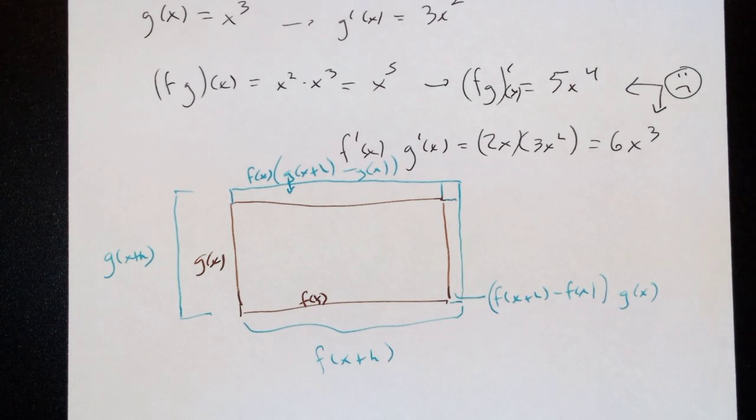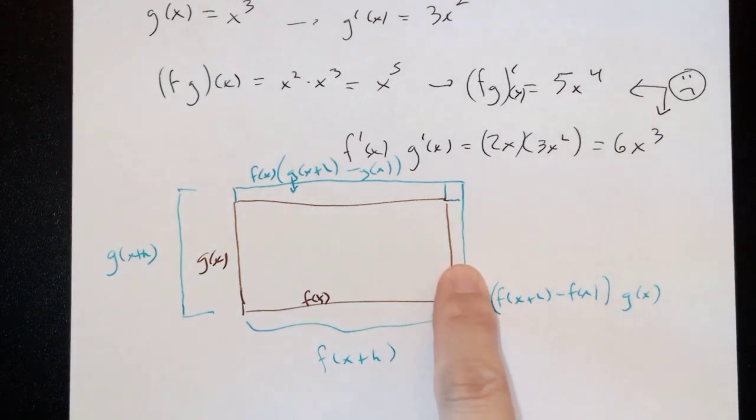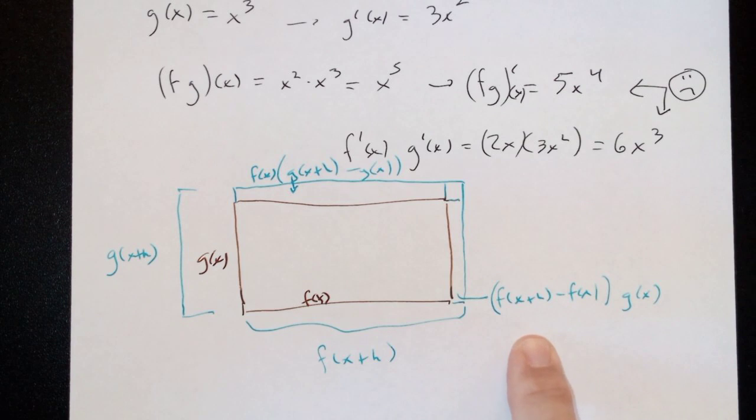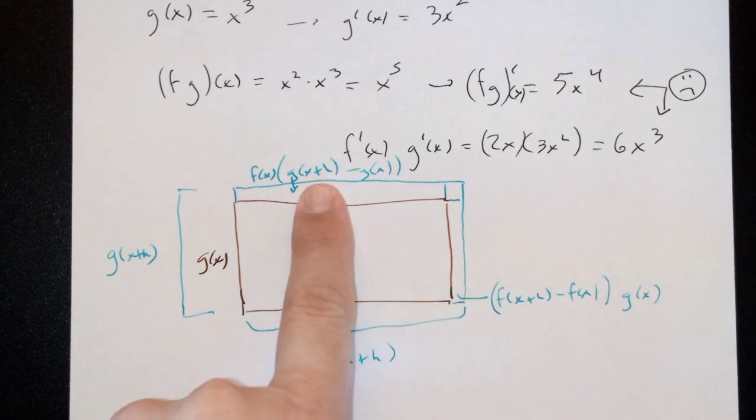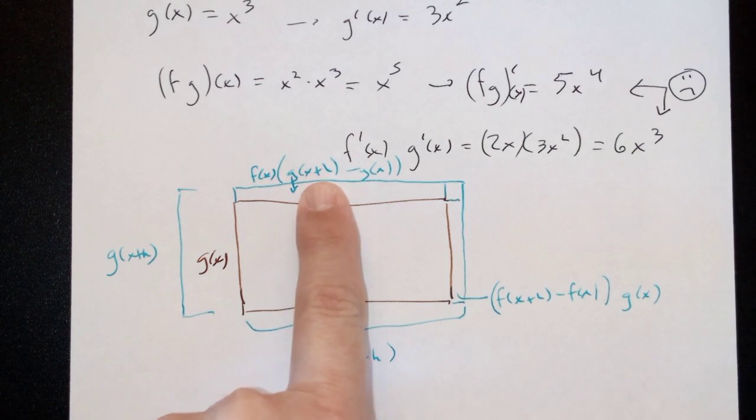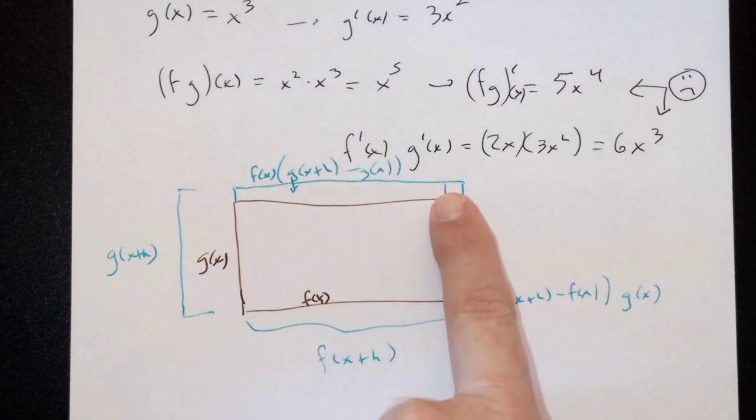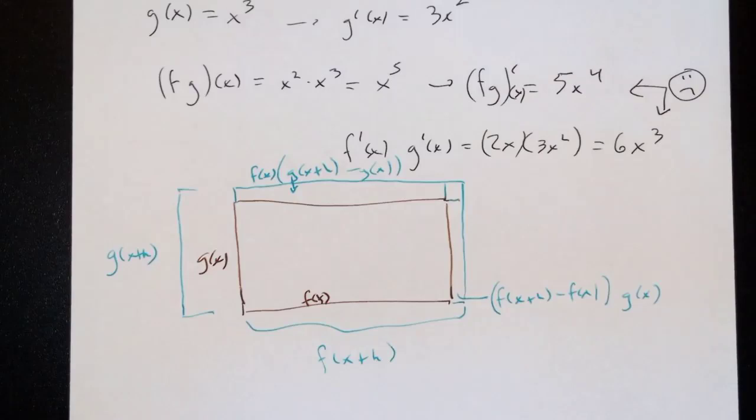Wait a minute. This rectangle, I'm only working with the derivative of f. I'm leaving g all alone. And this rectangle up here, I'm only working with the derivative of g and leaving f all alone. Here's the only place where I have to work with both changes at the same time.